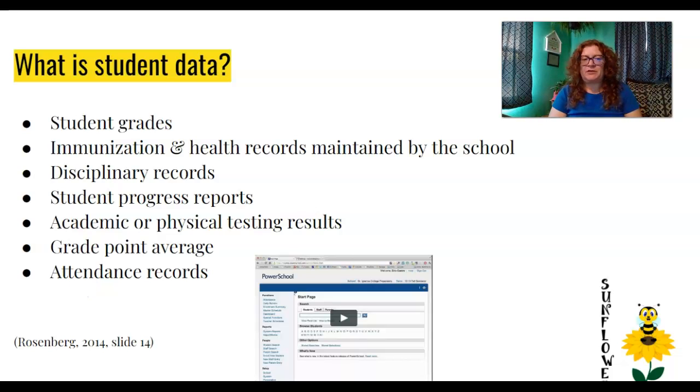So, different types of student data. There are student grades, immunizations and health records, disciplinary records, student progress reports, academic and physical testing reports, grade point averages, attendance records, all those things that we keep. Basically, think about the things that we would put into PowerSchool or things that the nurse has. All of those are student data and student records.